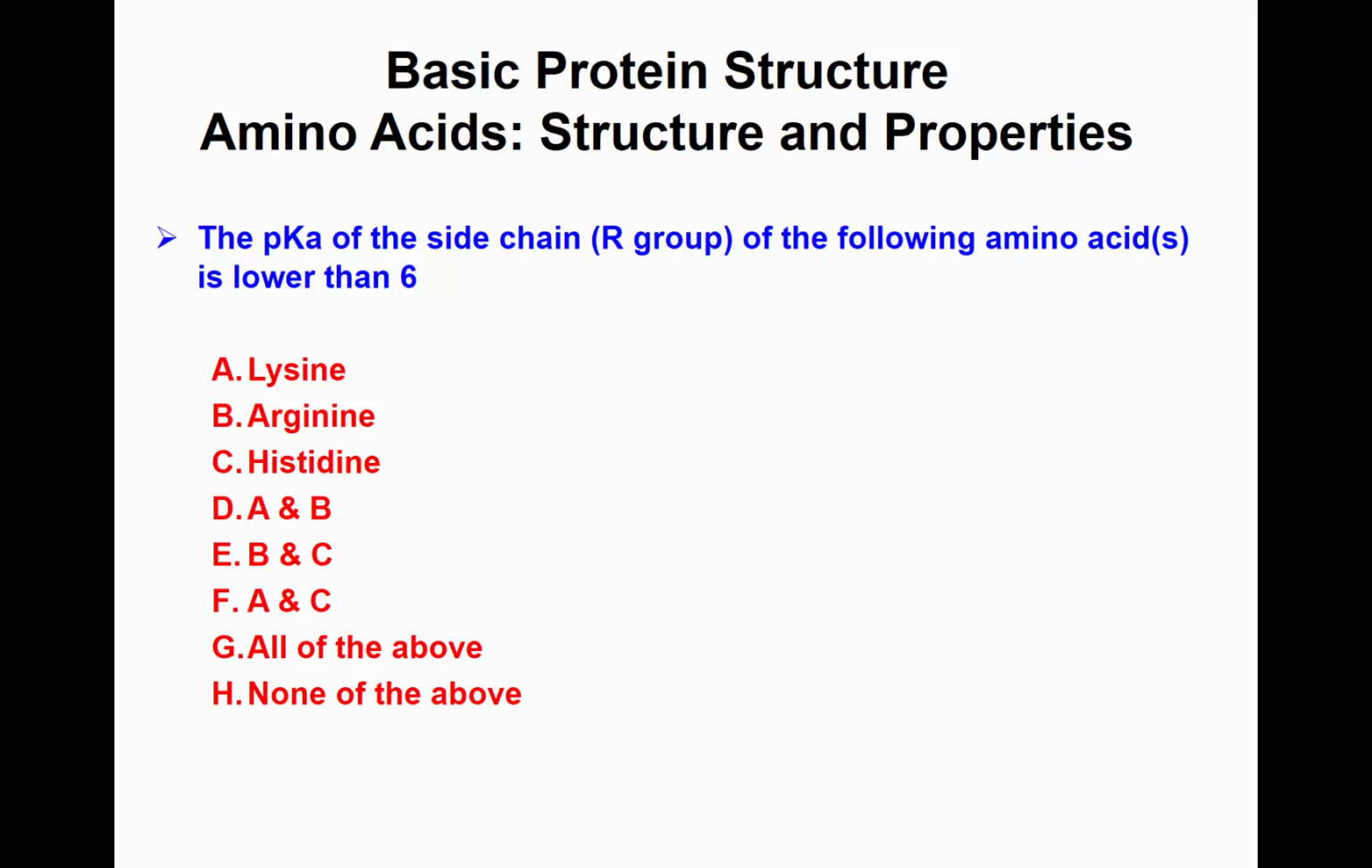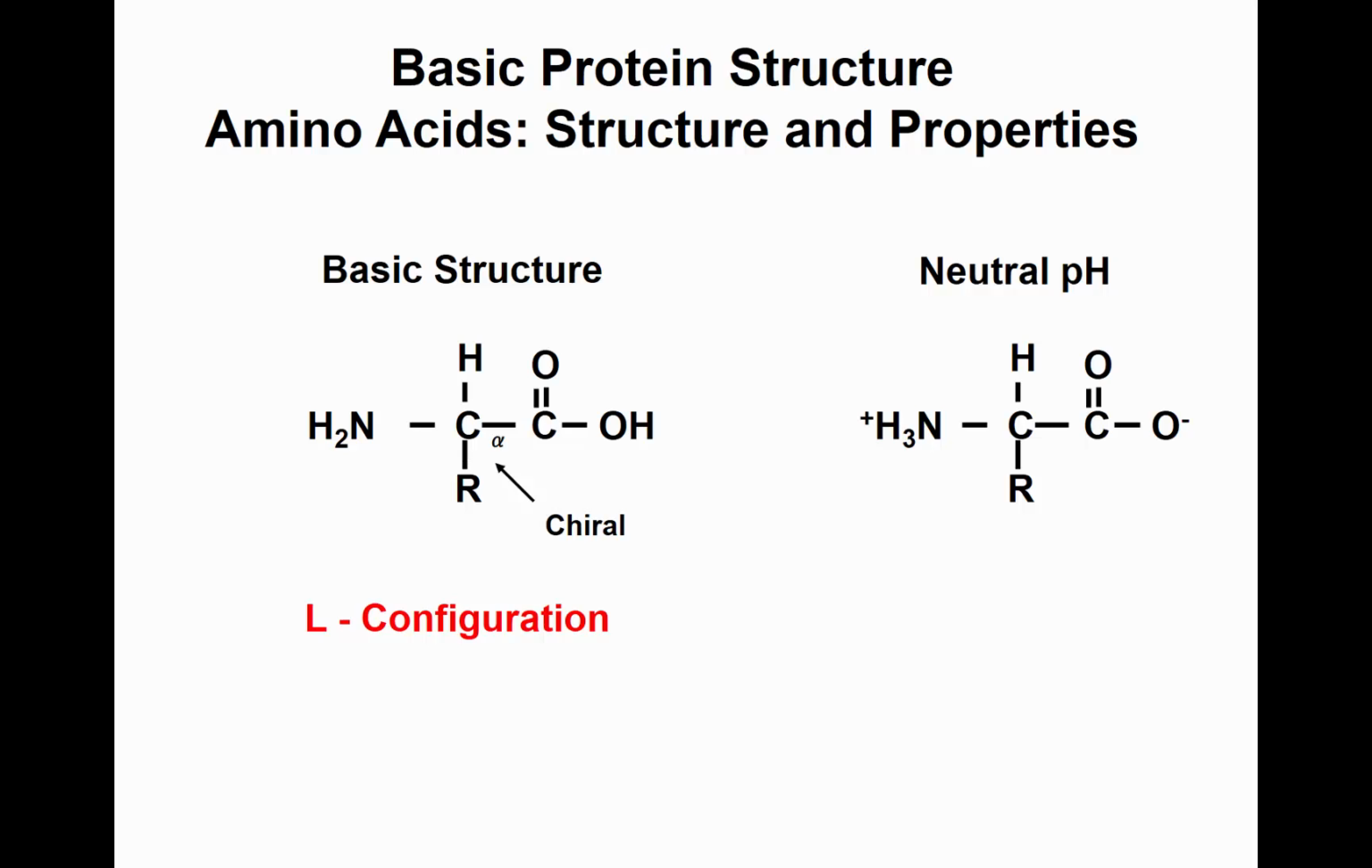Okay, so here, none of the above. This is just to emphasize that these three amino acids are basic. Because they're basic, the pKa of the side chain should be basic. It won't be lower than 6. Okay, so this was an introduction to this section.